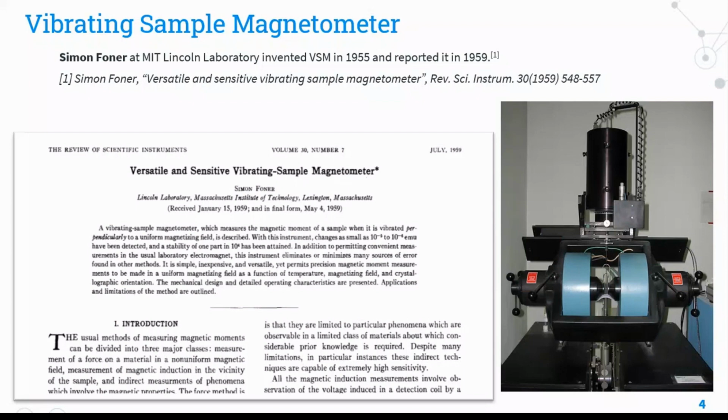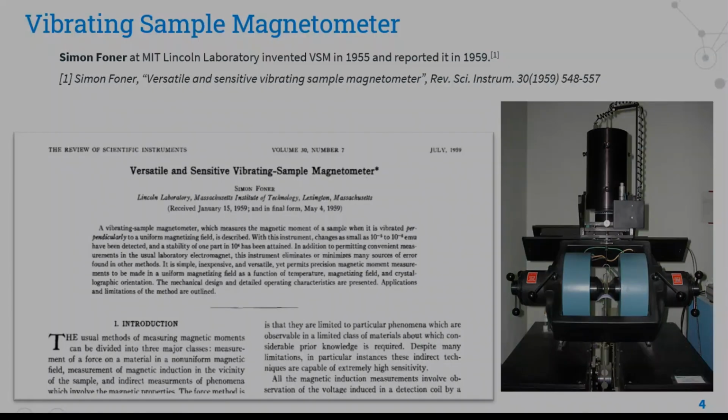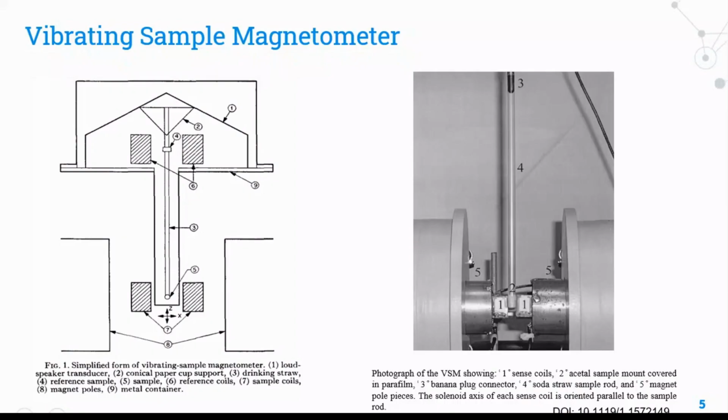This vibrating sample magnetometer was first invented, or successfully reported, by Simon Foner in 1959 in the Review of Scientific Instruments. And you can see on the right-hand side, this is the typical vibrating sample magnetometer, VSM. So let's go to the schematic diagram.